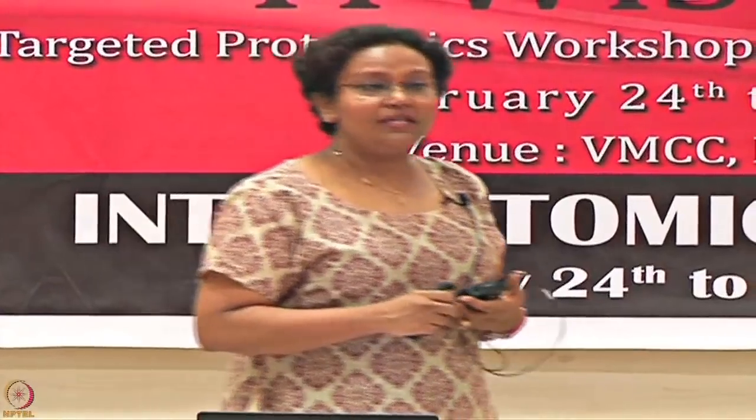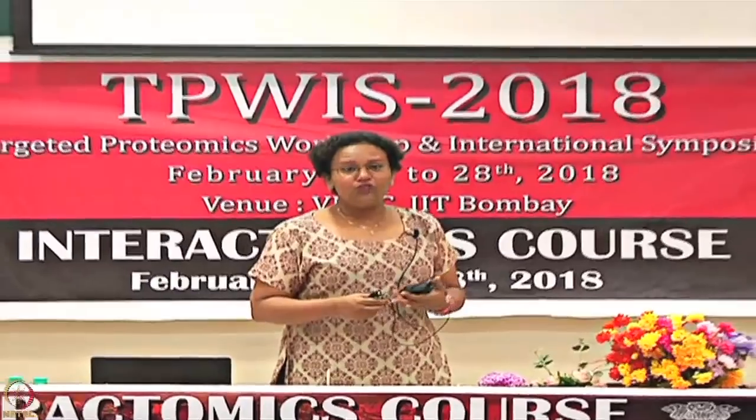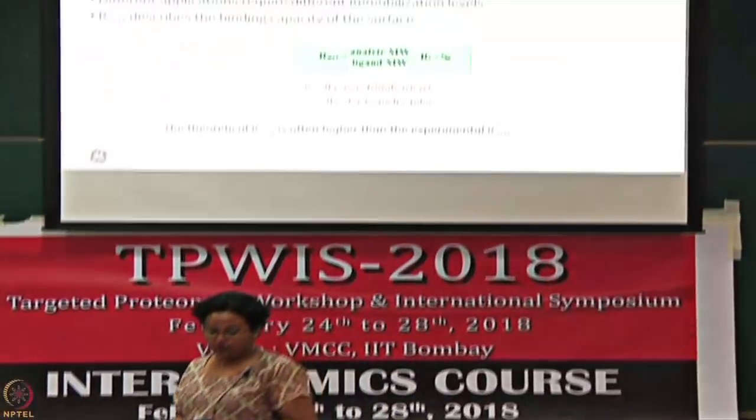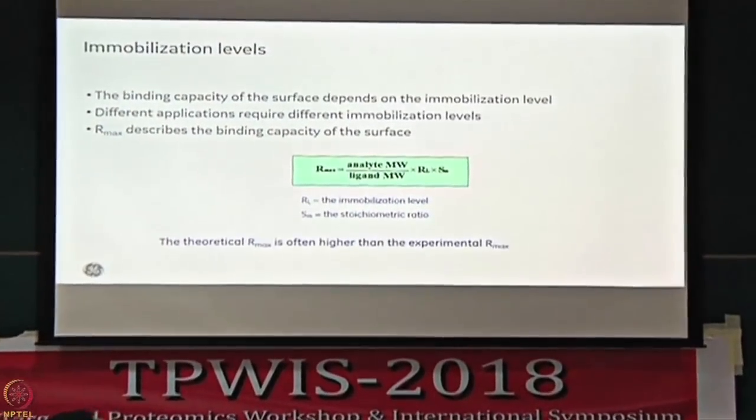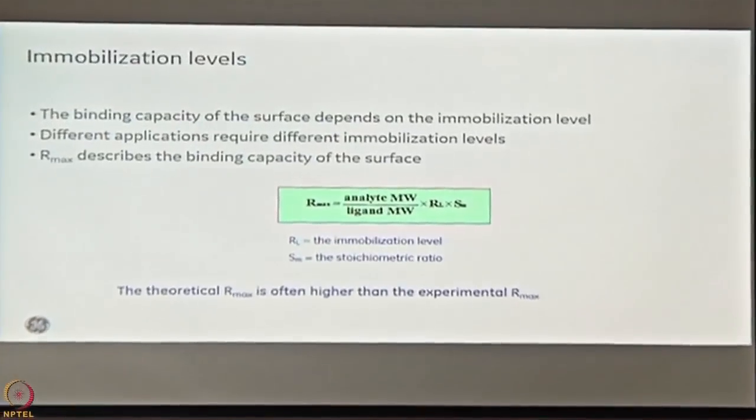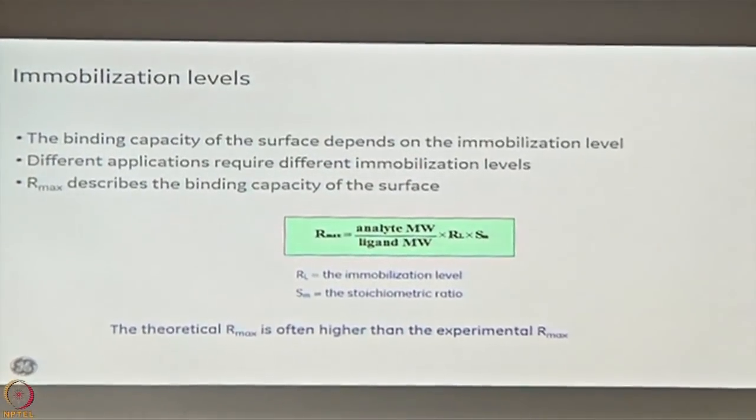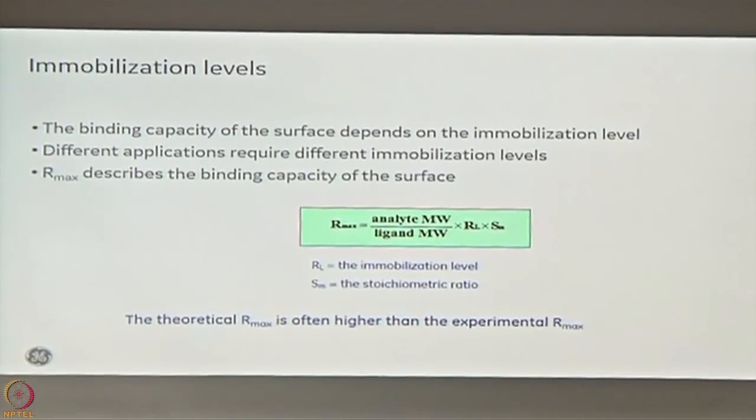Now, I think somebody was asking about the immobilization level. So how do we find out the immobilization level in Biacore terms, and how much should we immobilize when we are doing a Biacore assay? So we have this formula, which is kind of like a Ved Vakya in Biacore. Rmax is equal to the molecular weight of analyte divided by the molecular weight of ligand, multiplied by RL, into the stoichiometry.